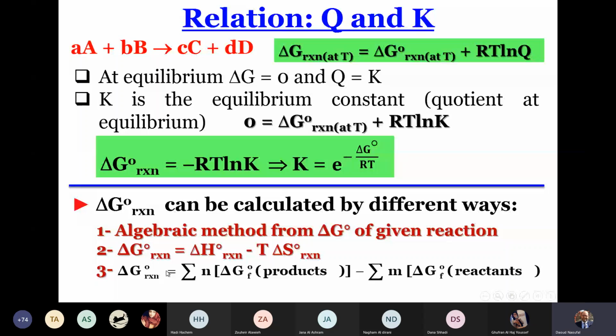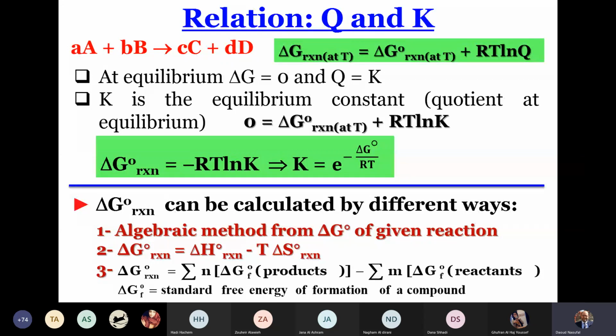Method 3 is to apply delta G0 of the reaction as Hess's law: delta G0 equals delta G0 formation of the products minus delta G0 formation of the reactants. And what is delta G0 formation? It is the standard free energy of formation of a compound and is given in tables. Delta H0 formation is the enthalpy to form 1 mole from its simple elements at the standard state. Delta G0 formation is the standard free energy to form 1 mole of compound from its simple elements at the standard state.